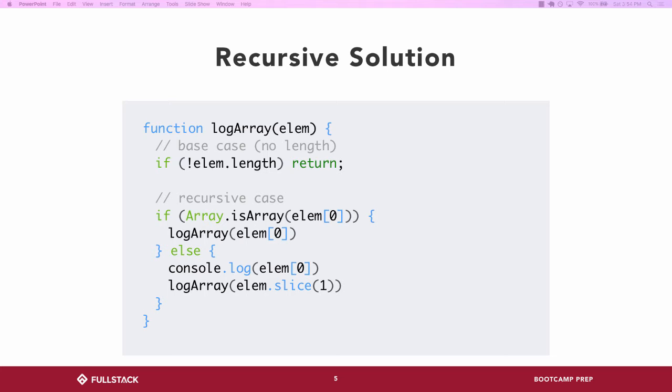Else, we're going to console log the element. So we know it's going to be an array, or in this case, a number. If it's an array, we're going to call it recursively. Otherwise, we're going to log out the element and then call it on the next one. So we've logged out that first one, and then we remove it from the array and then call the function again.